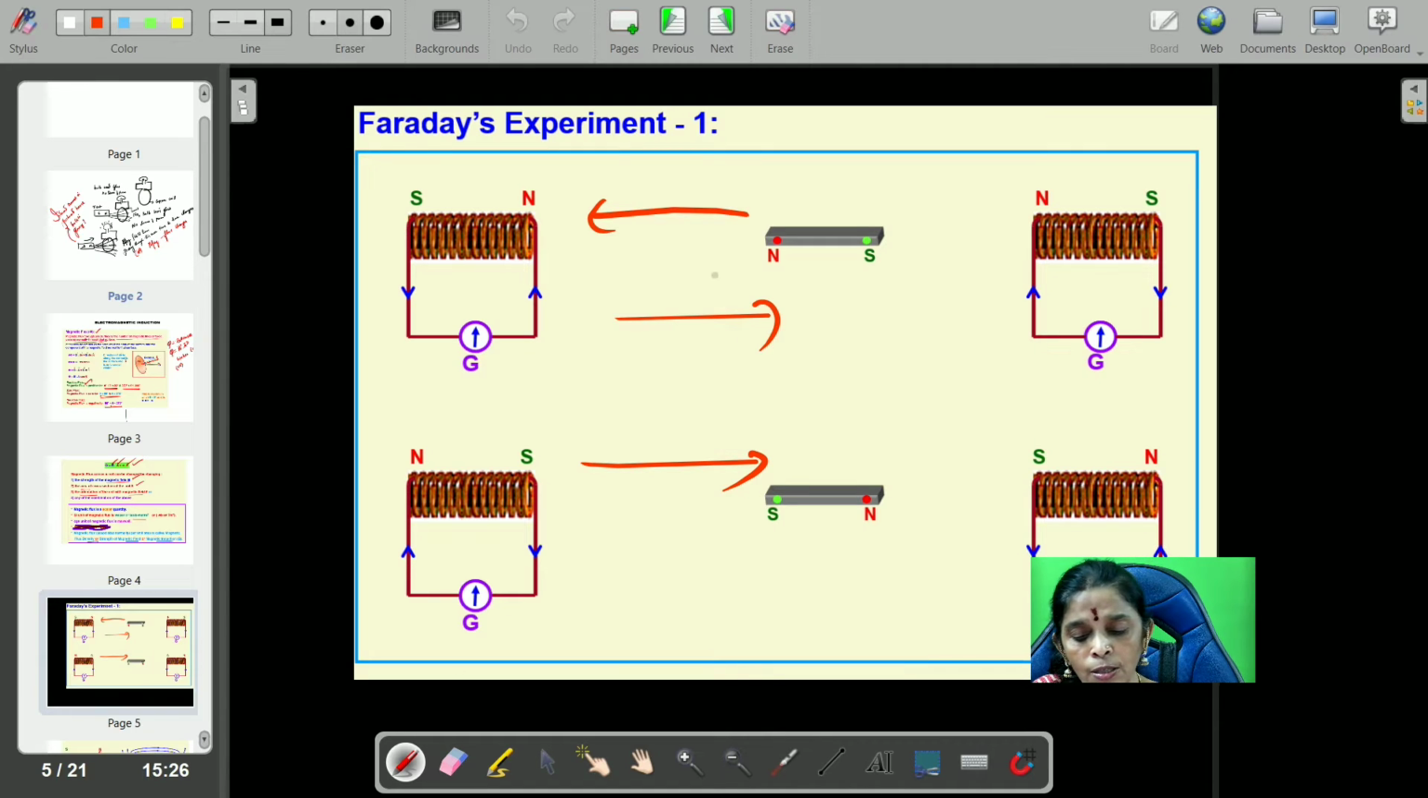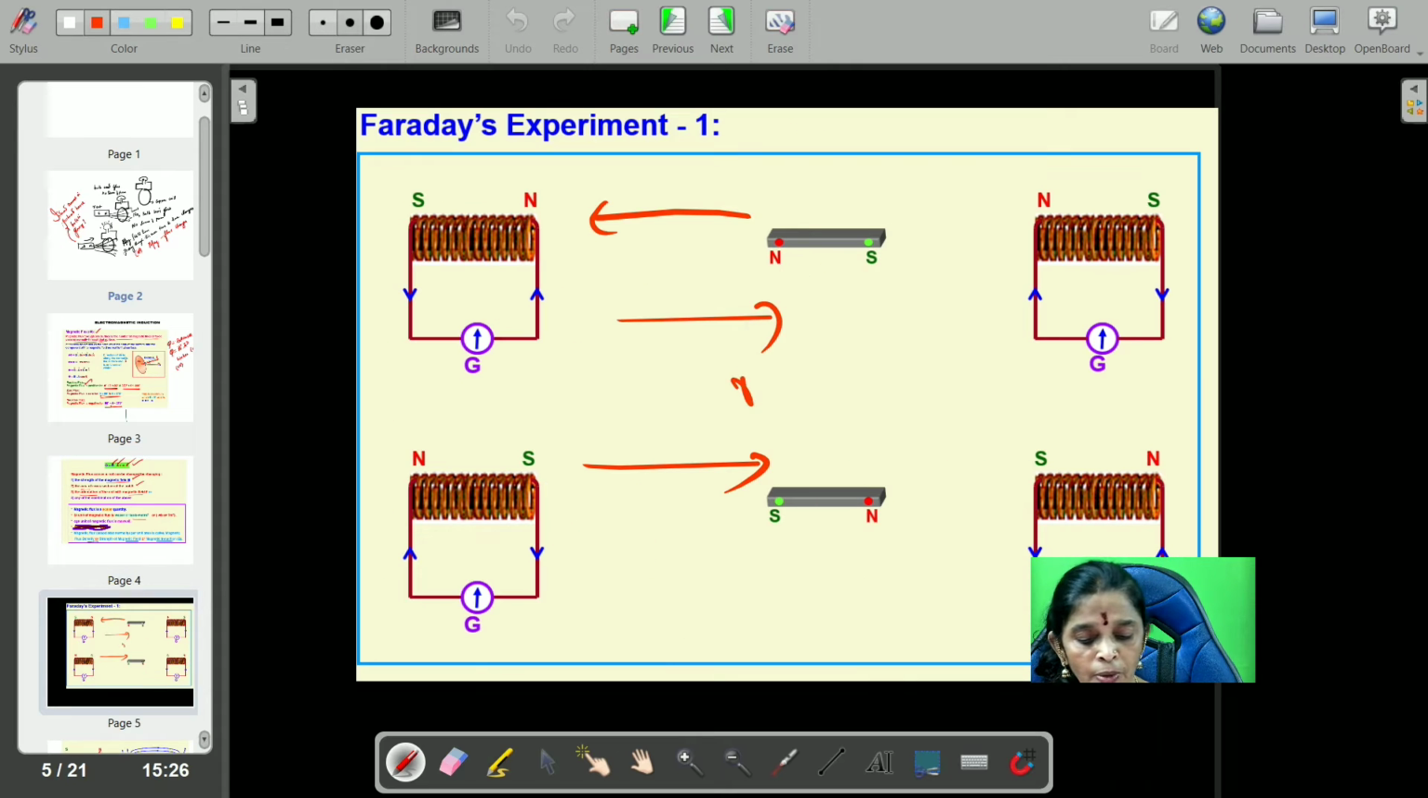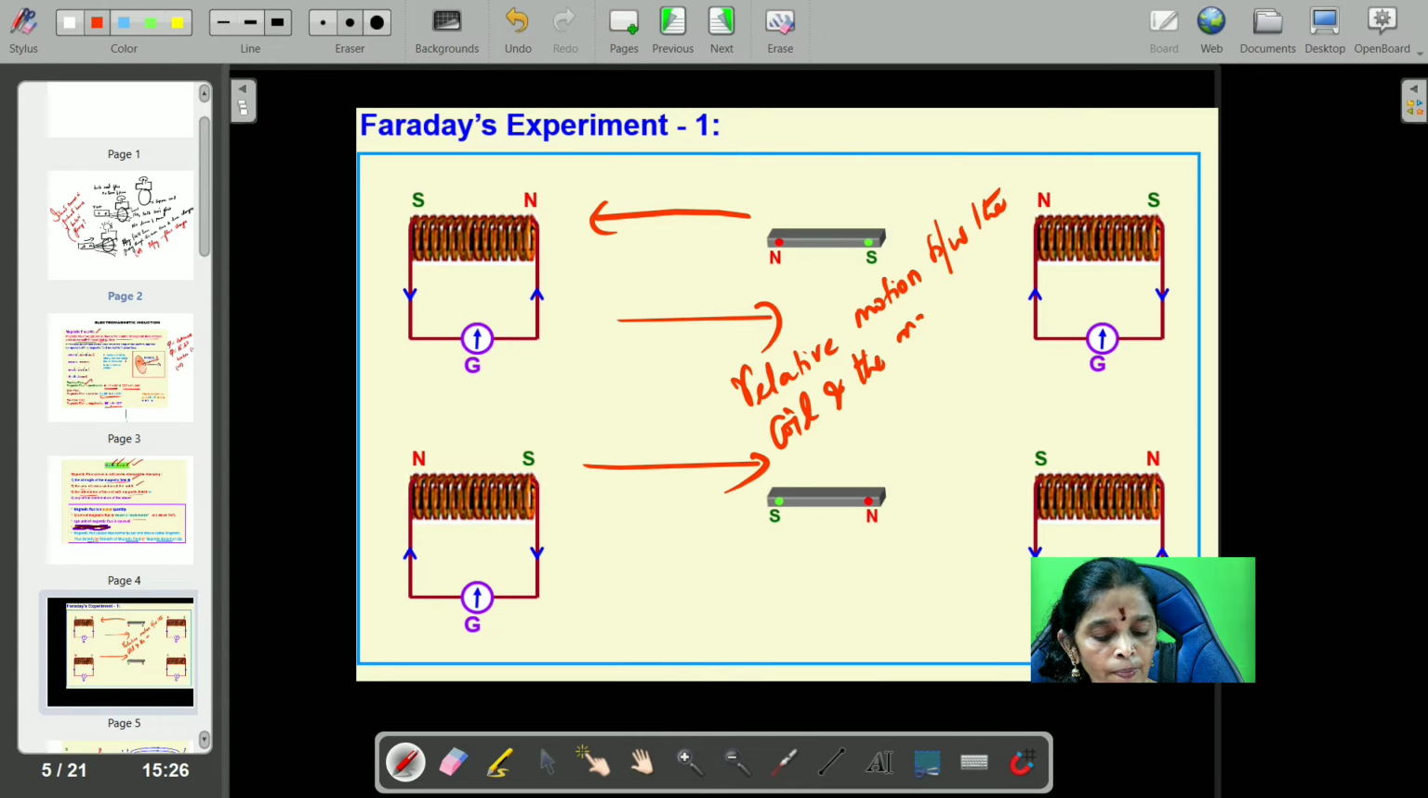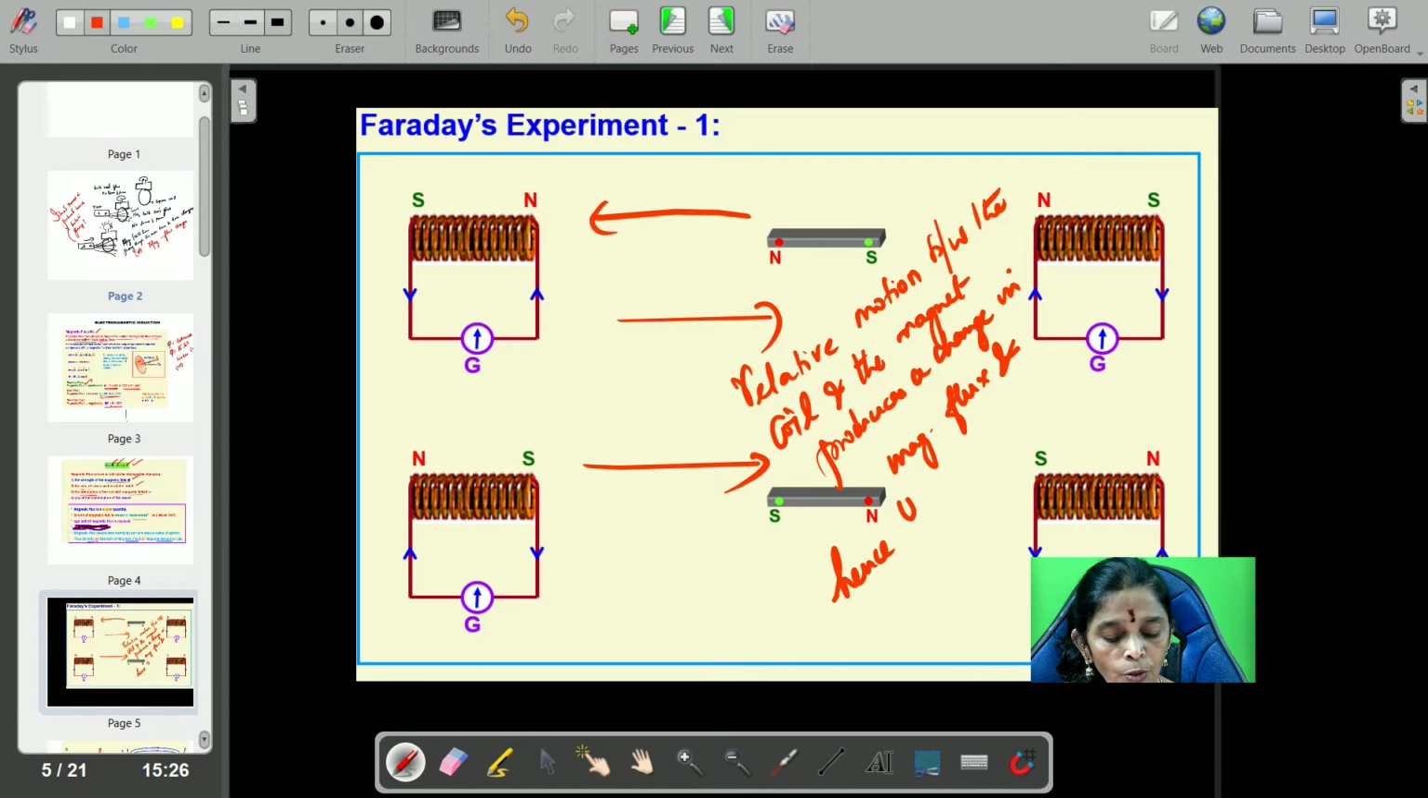So when the north pole is brought into the coil, current is produced. Similarly, here the south pole is brought outside, current is produced. When it is stationary, there won't be any current. Only if there is relative motion, there is a current. So, Faraday's first law, what you can write here: relative motion between the coil and the magnet produces a change in magnetic flux. This is a very important keyword, children. Produces a change in magnetic flux, and hence induced EMF or current is produced.